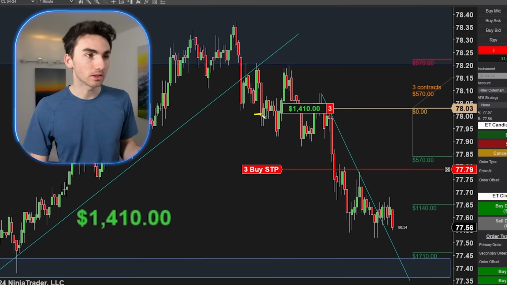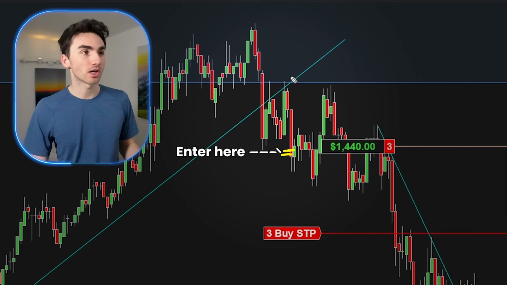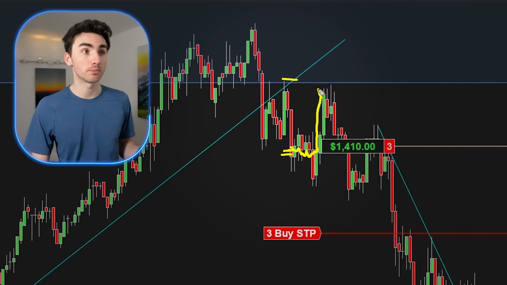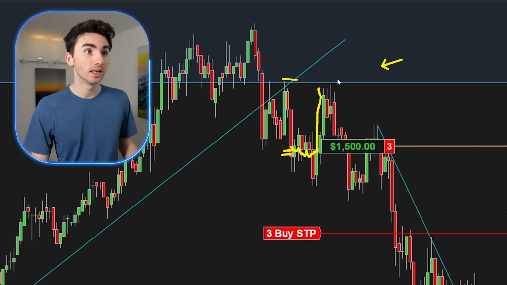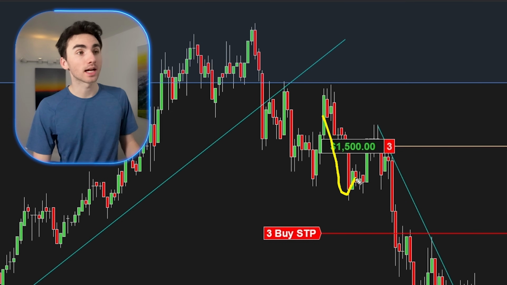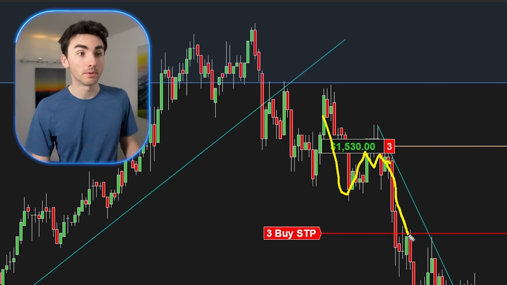So I entered in right here pretty much at the break, and then had my stop originally here, and the market kind of chopped here for a while, almost actually came and knocked me out. It got really close to hitting max loss, but it didn't, and it sold off here again and kind of sat here for a while, and then made a nice move lower.